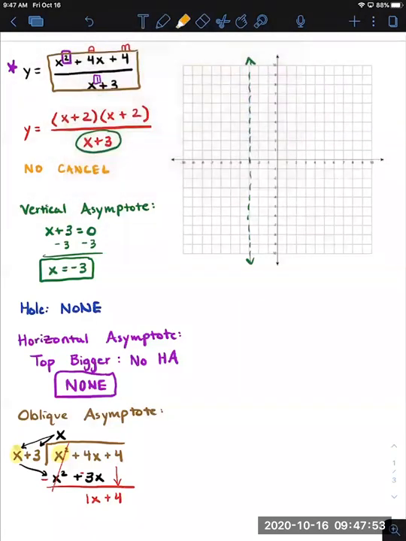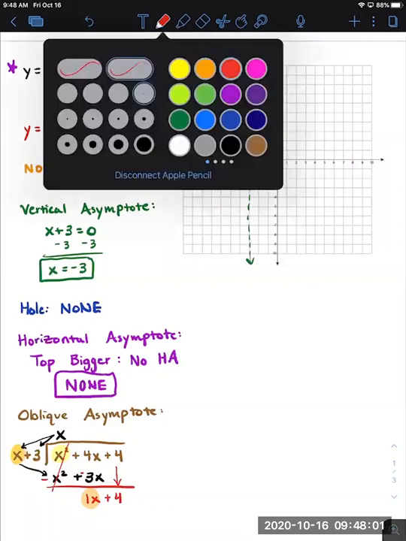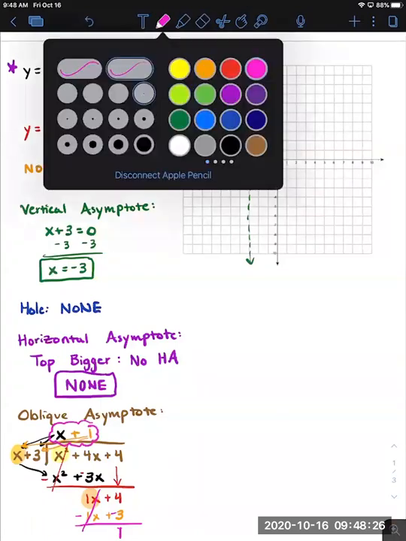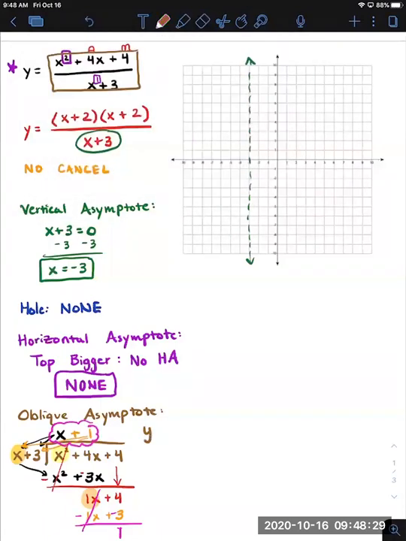And again, how many times does x go into 1x? So x times what gives you 1x? And that is 1. So you go 1 times x is 1x. 1 times 3 is 3. And when you subtract, those cancel and you get 1. But we don't even care about the remainders. All I care about is this portion, the x plus 1. So my oblique asymptote is y equals x plus 1.